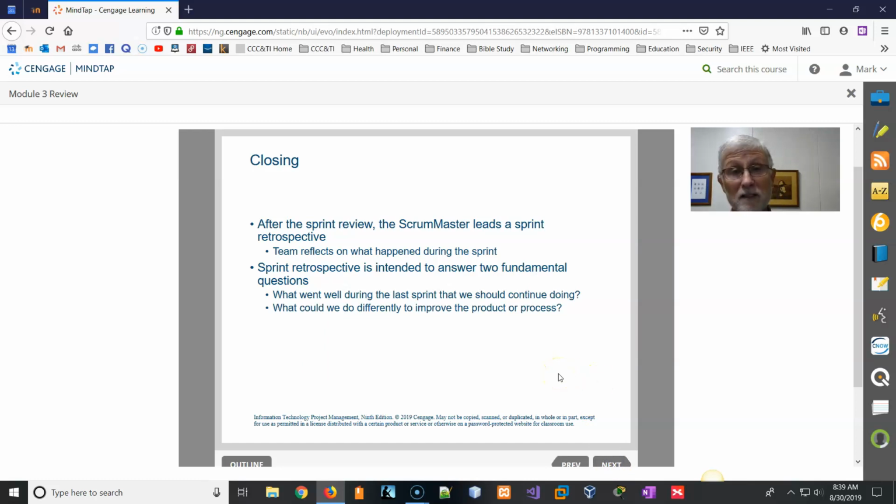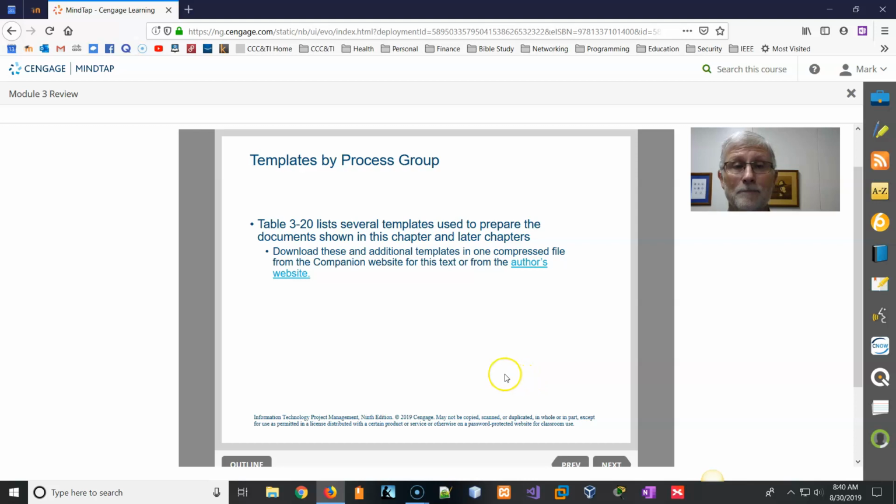As far as the closing is concerned, you've got a sprint review. The Scrum Master leads a sprint retrospective. And the sprint retrospective is basically intended to say what went well in the last sprint. So what should we continue to do? And what could we do differently to improve the product? So it's really just keeping an eye on how we're doing. Let's keep doing what we're doing right, and let's change what we're not.